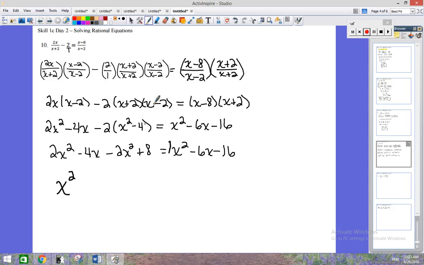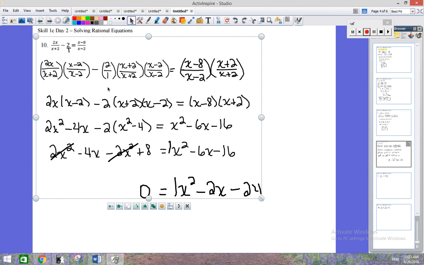Oh, you know what? I didn't pay attention very well. This 2x squared and that 2x squared cancel each other out. So actually, I'm going to get 0 on the left-hand side. I'm going to leave that 1x squared right where it's at. I'm going to add 4x to both sides to get minus 2x, and I'm going to subtract 8 to get a minus 24.